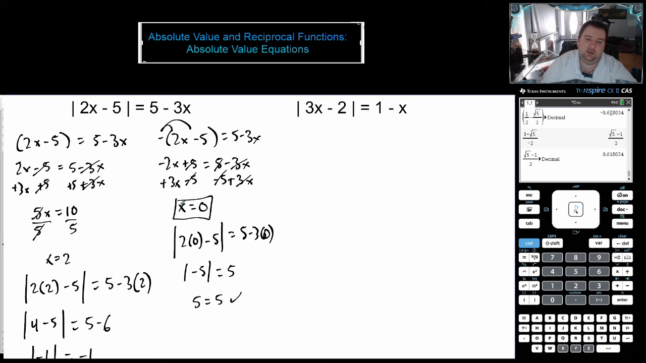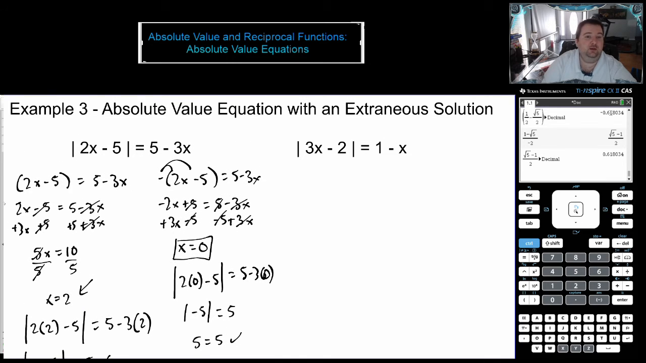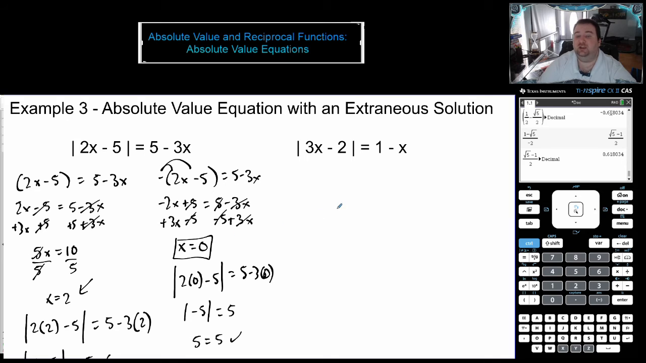So this one is a solution, and this one was an extraneous root. So we do not include that in our solution. It's just x equals 0. So make sure you're only boxing the solutions that actually work.